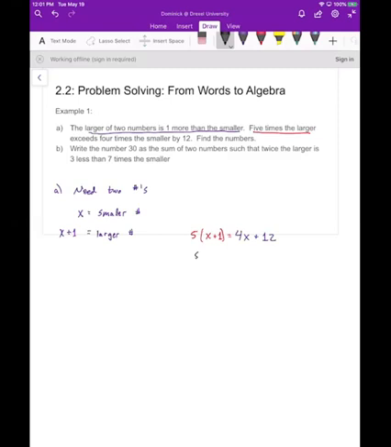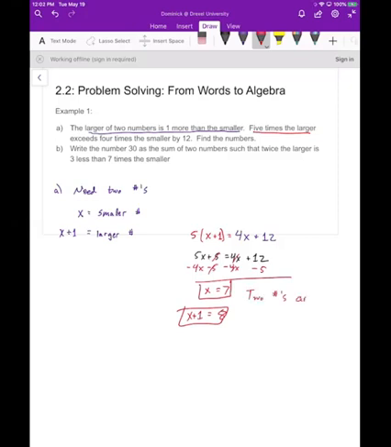So now if we distribute, we get 5X plus 5 is equal to 4X plus 12. And now if we solve this, if we subtract 4X and 5 from both sides, we're going to get right away that X is equal to 7. Right, now of course, what was X? X is the smaller number, and the larger number is X plus 1, so the other number is 8. All right, the two numbers are 7 and 8, I should say. All right, so that's a simple example.